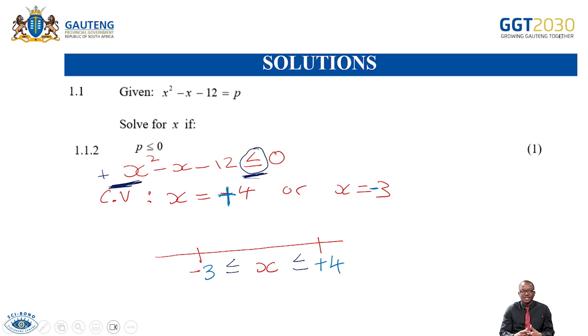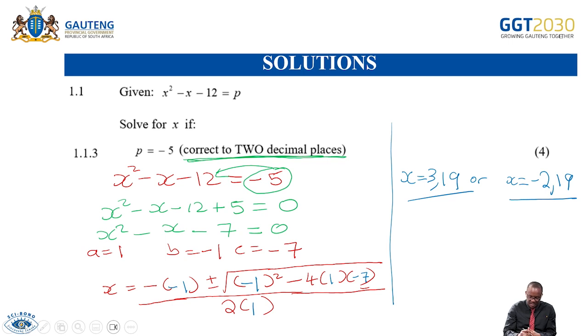But the concept is the same. Remember, the leading coefficient needs to be positive, and if it's positive, then you will take that inequality sign and you put it between the x and negative 3, and also x and positive 4. So please correct that one. Then now, looking at this one, we have substituted our quadratic formula correctly. Then we are getting 3,19 or negative 2,19. Those are the values of x.